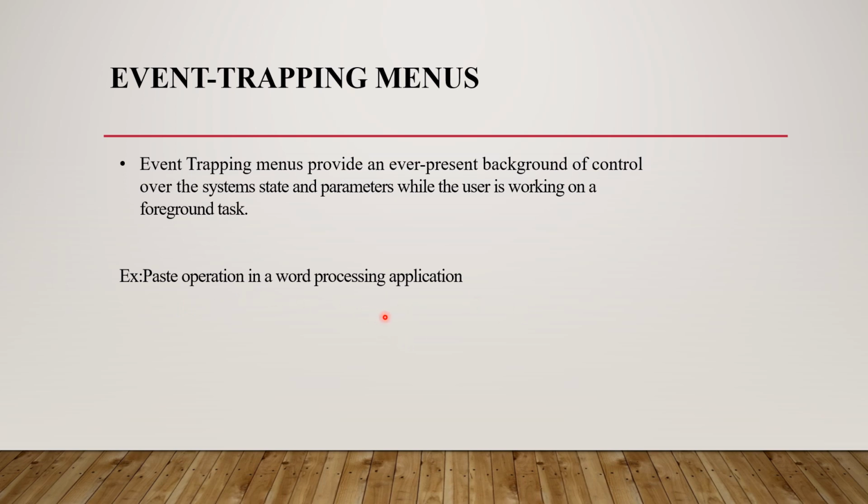So where I want to paste, just by dragging and dropping, I can paste whatever I have selected in the current working environment. If I place the cursor on that paste option, it will show how my paste will look. So that is an example of event trapping menus.